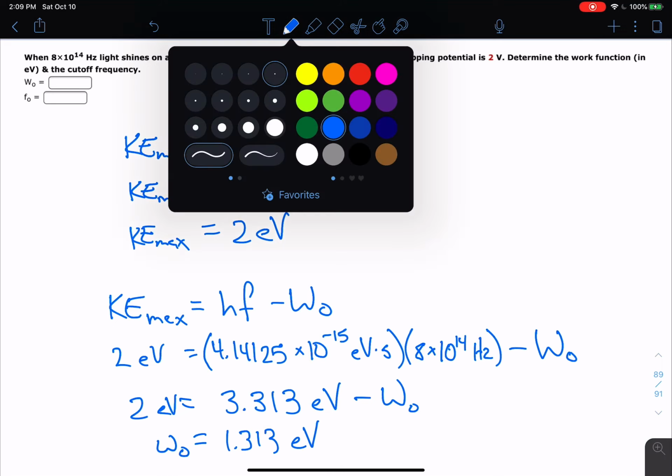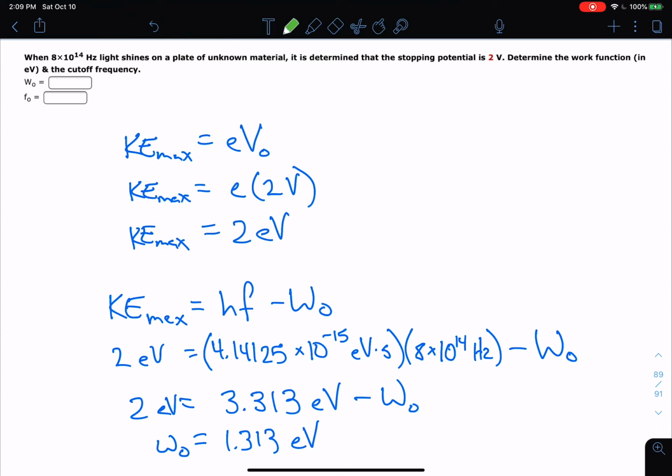Remember, for the cutoff frequency, let me do this in a different color. For the cutoff frequency, that's when the max kinetic energy is 0. So I'm taking this formula, but this is 0 now. So this is 0 equals h f naught minus W naught. And what I'm trying to find out here is, of course, the cutoff frequency. So that's going to be the cutoff frequency f naught equals the work function divided by h.